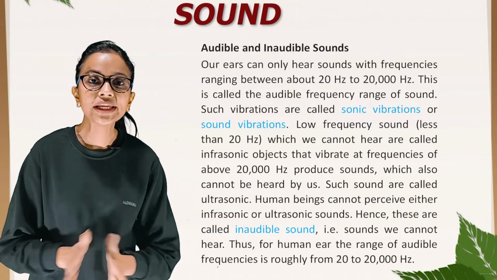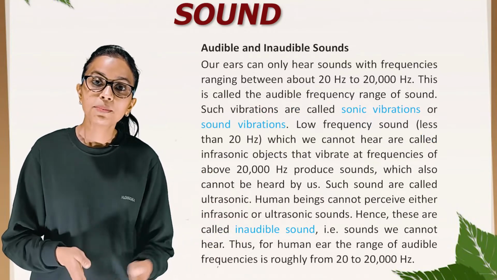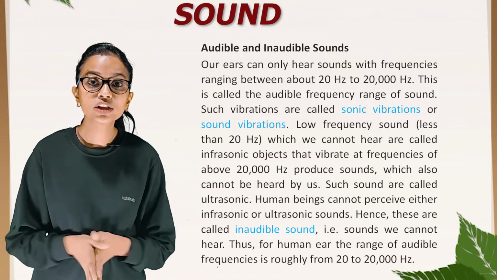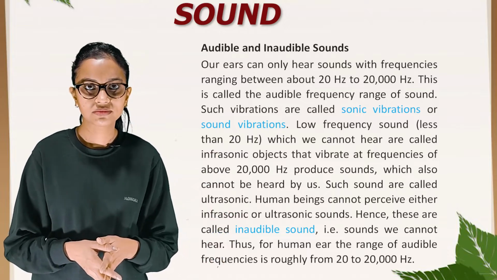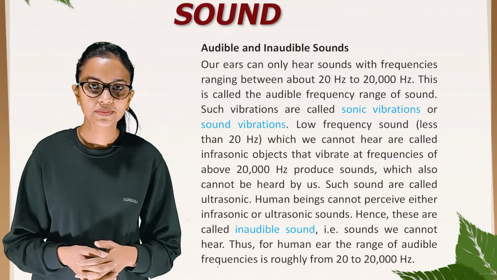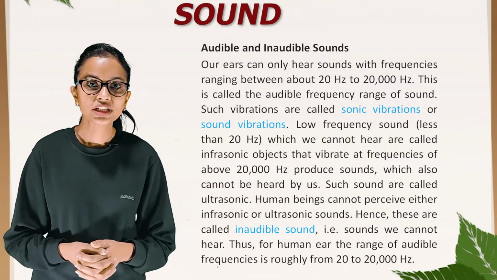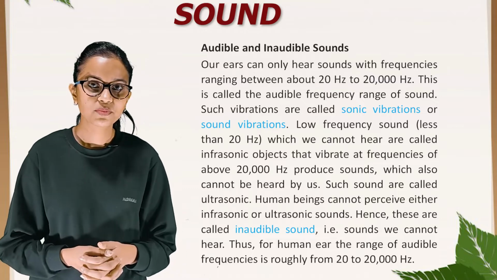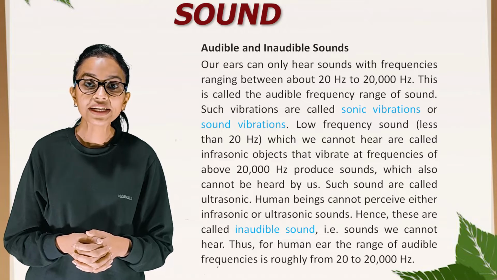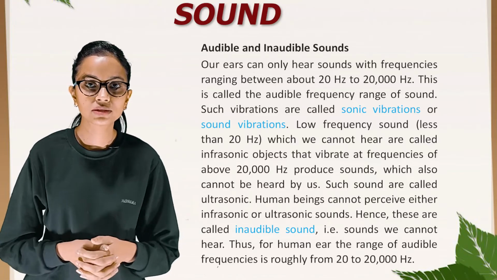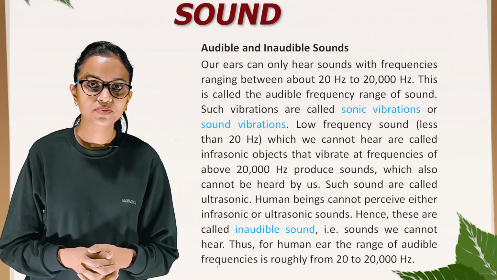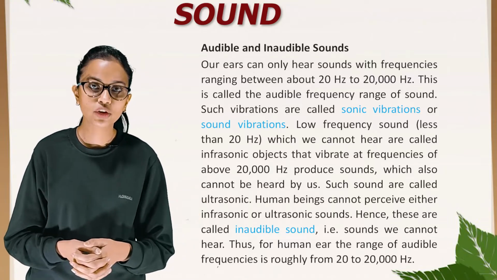Our ears can only hear sounds with frequency ranging between about 20 Hz to 20,000 Hz. This is called the audible frequency range of sound. Such vibrations are called sonic vibrations or sound vibrations. Low frequency sounds less than 20 Hz, which we cannot hear, are called infrasonic. Objects that vibrate at frequencies of about 20,000 Hz and above produce sounds which also cannot be heard by us. Such sounds are called ultrasonic.